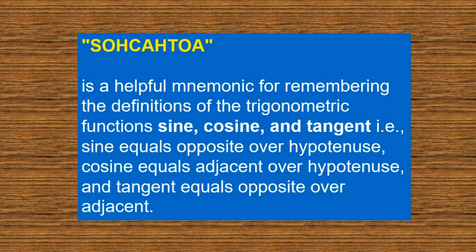SOHCAHTOA. SOHCAHTOA is a helpful mnemonic for remembering the definitions of the trigonometric functions sine, cosine, and tangent. That is, sine equals opposite over hypotenuse, cosine equals adjacent over hypotenuse, and tangent equals opposite over adjacent.